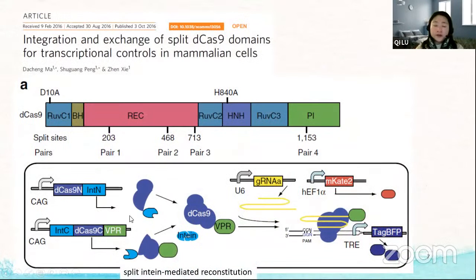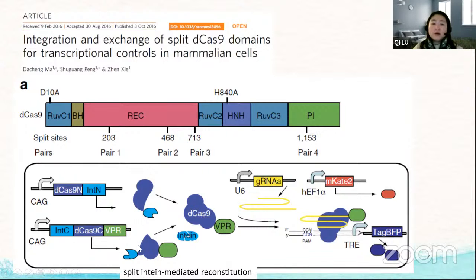So for most gene therapy, it's using the AAV system, but the capacity of the AAV system is very limited. It's only about 4.5 KB for the whole package, but this Cas9 system is quite big. So you have to split the sequence into two parts. It means that it requires dual AAV vectors coming into the same cell.